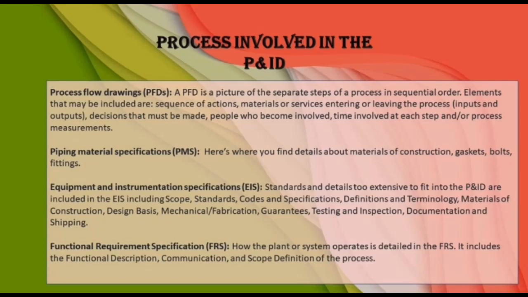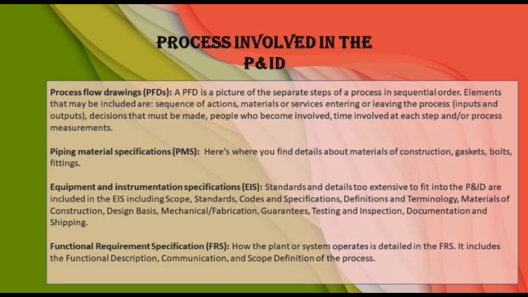The process includes 4 steps, which are PFD, process flow diagram, PMS, piping material specification, EIS, equipment and instrumentation specification, FRS, functional requirement specification. Okay, for PFD, process flow diagram, a PFD is a picture of the separate steps of a process in sequential order.